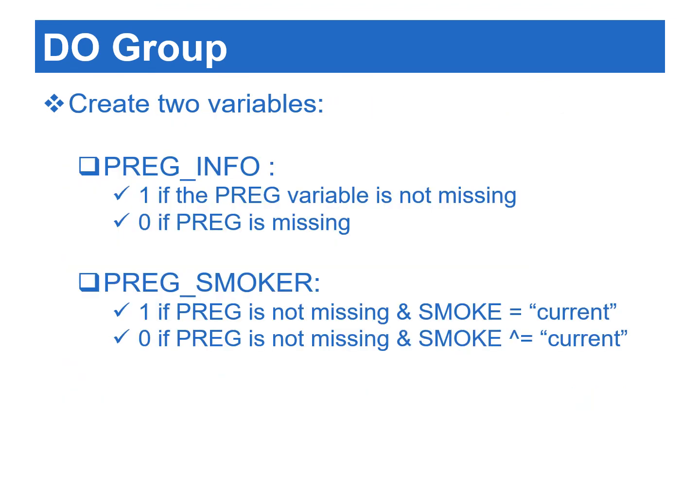Suppose that we would like to create 2 variables, preginfo and pregsmoker. Preginfo is assigned to 1 if the preg variable is not missing, and is assigned to 0 if preg is missing. Pregsmoker is assigned to 1 if preg is not missing and smoke equals current. Pregsmoker is assigned to 0 if preg is not missing and smoke is not current.